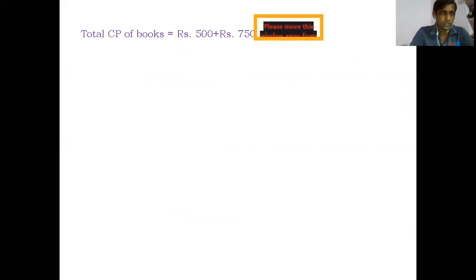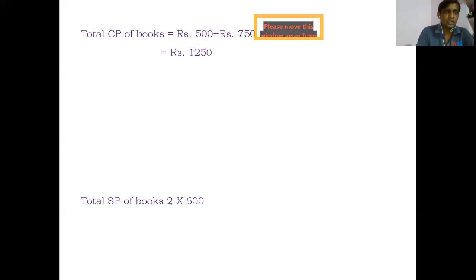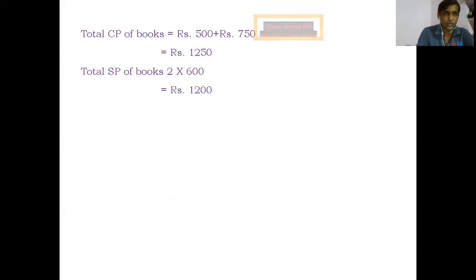Okay. So first book cost I got and second book's cost I got. Now total cost price of 2 books is equal to first book cost 500 and second book cost 750. That's equal to 1250 rupees. Now I need to calculate the total selling price of 2 books. He is selling each book at 600. That means total selling price of 2 books is equal to 2 into 600, that's equal to 1200 rupees.